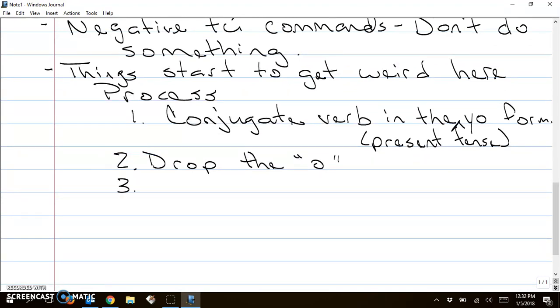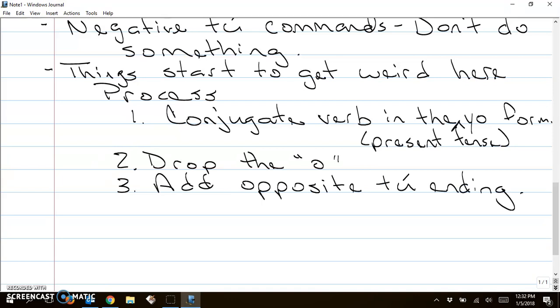Third, you're going to add the opposite ending. Now, by opposite, for AR verbs, you're going to add an ES. For ER-IR verbs, you're going to add an AS. That's what I mean by the opposite ending. AR verbs use ES, ER-IR use AS.